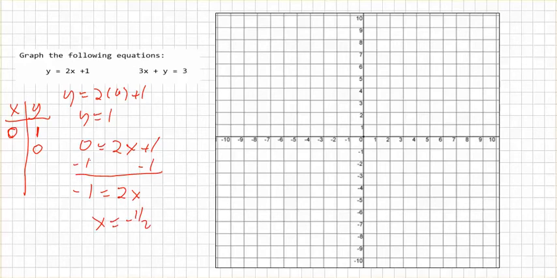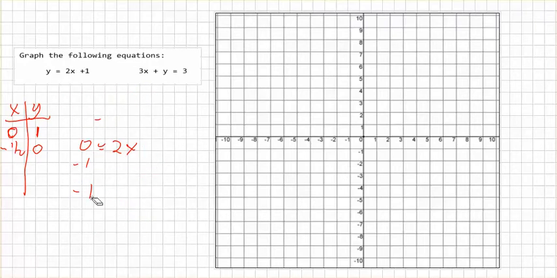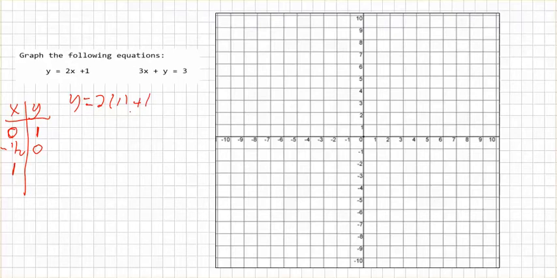Now, while that number is correct, it's not very easy to graph. So we won't try to graph that. A half is not too difficult, but I always try to find values that will not give me a fraction. So I'm going to try 1 for x. So this will be y equals 2 times 1 plus 1, and this will be 2 times 1 is 2, so this will be 3. So that is y equals 3.